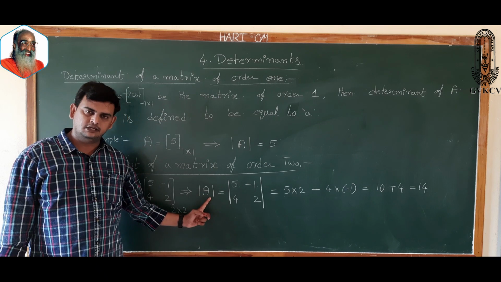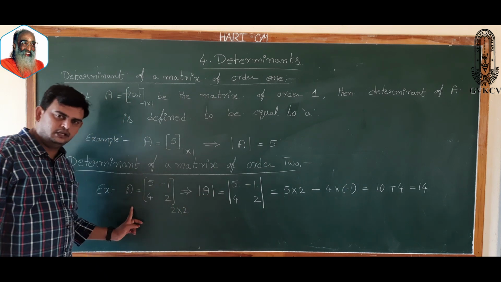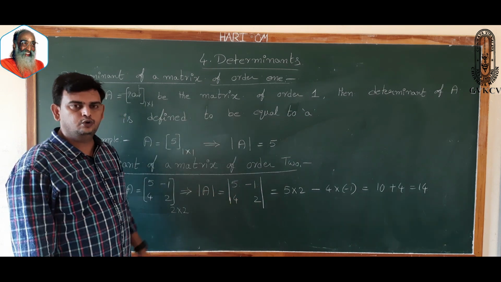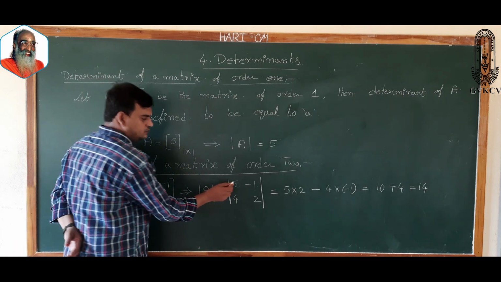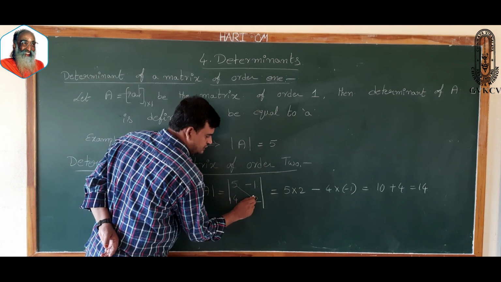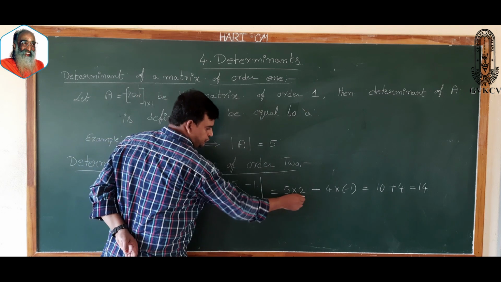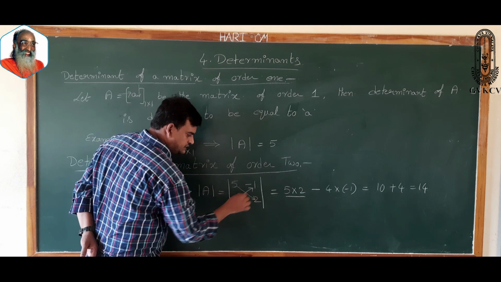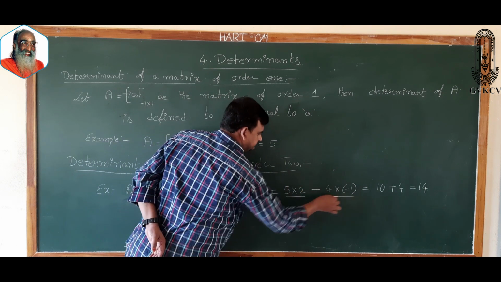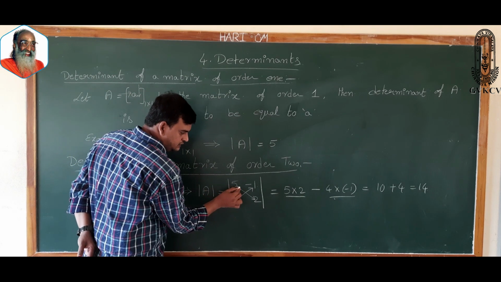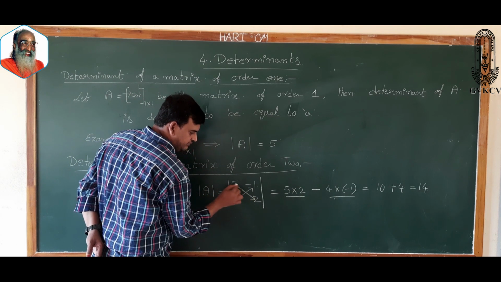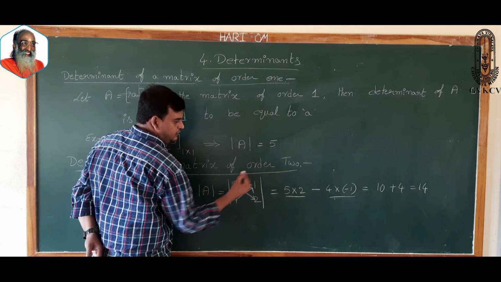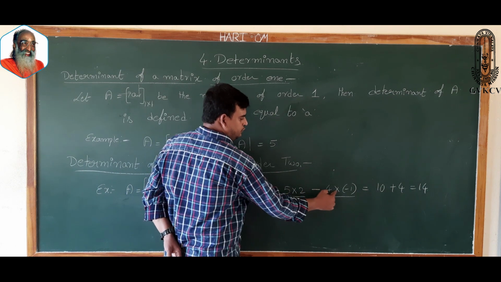So det A is equal to det, the elements which are there in the matrix, we have to write 5, -1, 4, 2. As I told you, to calculate the determinant, first we go for the principal diagonal elements' product, that means 5 into 2, minus the cross multiplication of the other two, 4 into minus 1. So 5 into 2 minus 4 into minus 1.